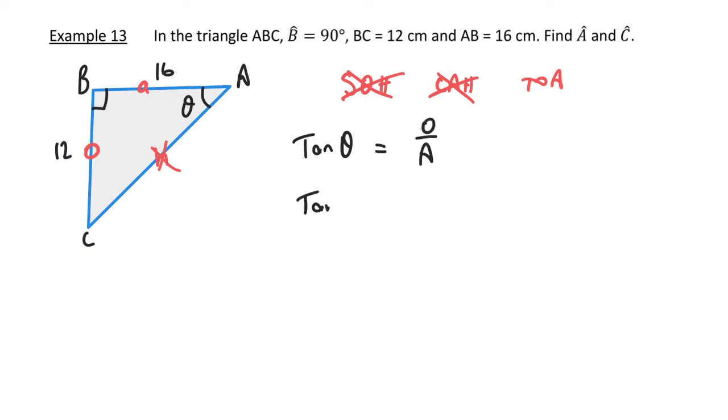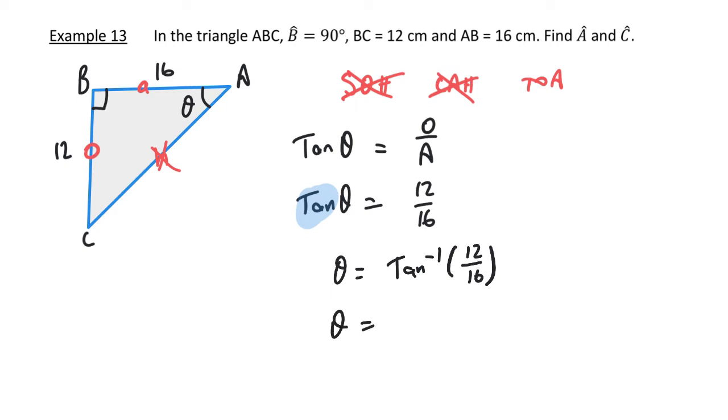So tan theta must equal 12 over 16. We would instinctively want to divide by the tan, but since we can't do that, we do tan to the minus 1. So theta is tan to the minus 1 of 12 over 16. So theta is 36.9 degrees. So A hat is 36.9.